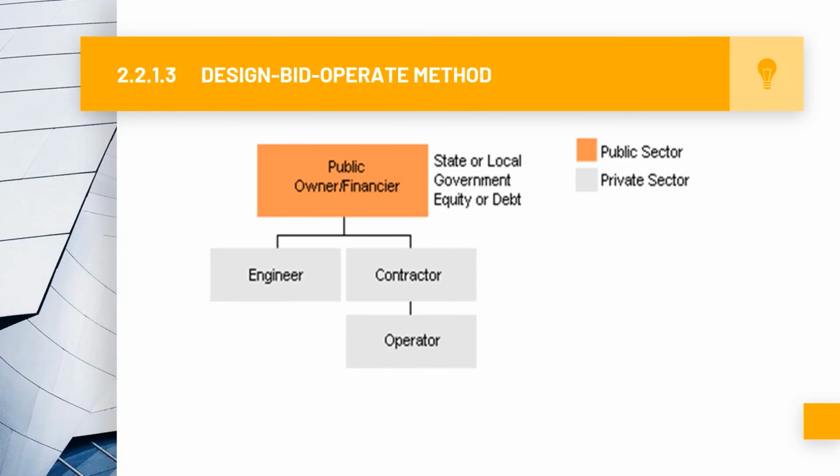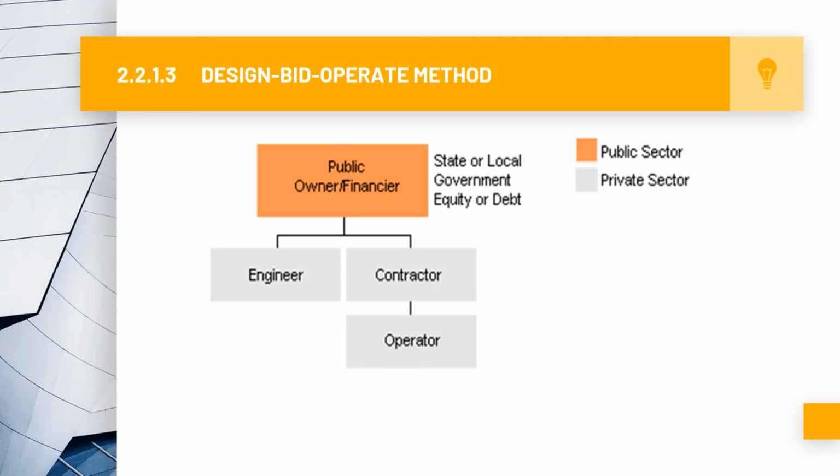The one that was shown here is the flowchart for design, build, and operate method. So it's a very simple system where the public owner or financier, so financier ni contohnya state or local government, equity or debt, and then followed by engineer and then contractor and operator.